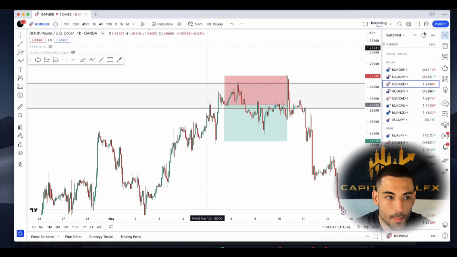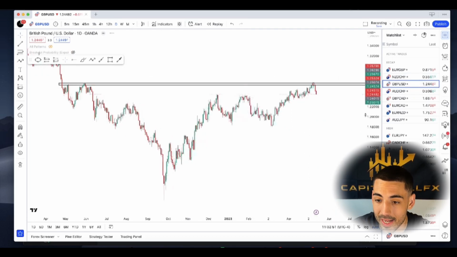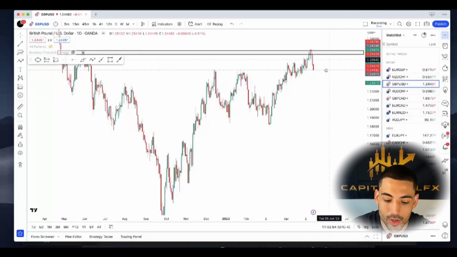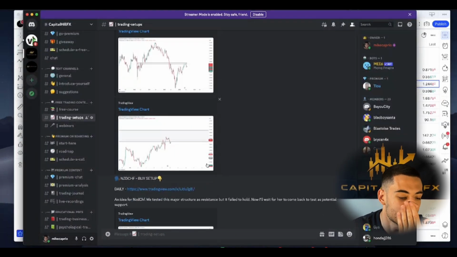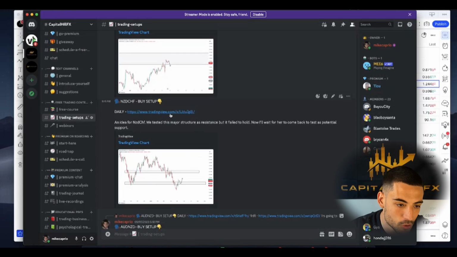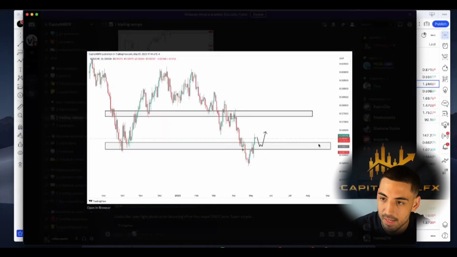So, but what ended up happening, right? We bounced at a weekly resistance level. And all of you could have capitalized on this exact setup that I called out in the exact free trading setups, right? Super simple bounce off a weekly resistance level. Let's look at NZD-CHF, which is the buy order or a buy setup of a significant daily structure in the market. Let's take a look.